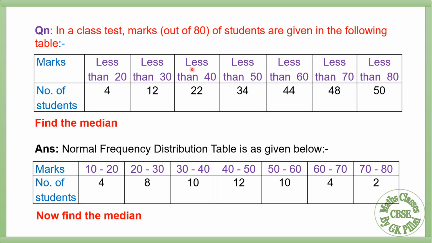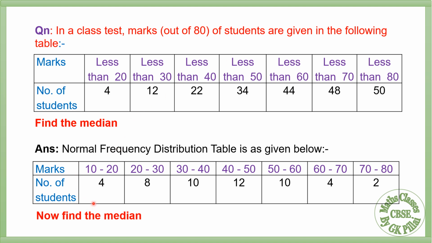In this particular sum, you are given the cumulative frequency. From that you have to take out the normal frequency distribution. It can be given in 4 different ways. The first one is this one. The marks less than 20, there are 4 students. Less than 30, 12 students. Less than 40, 22 students, and so on. Less than 80, there are 50 students. This is the total number of students.